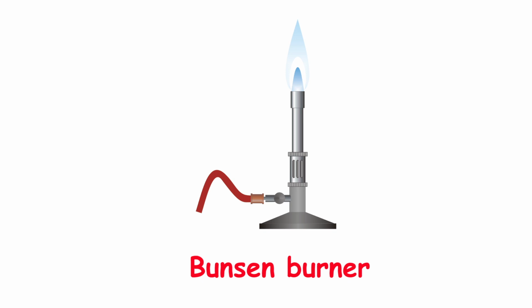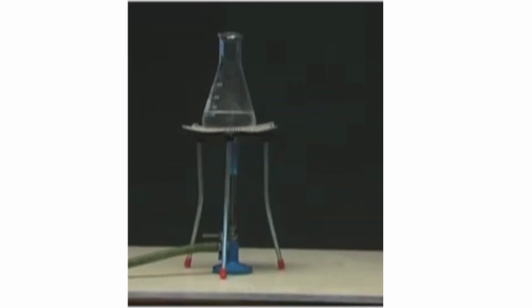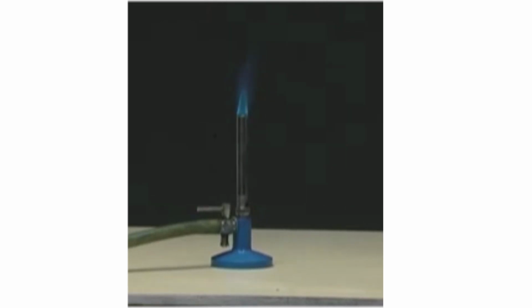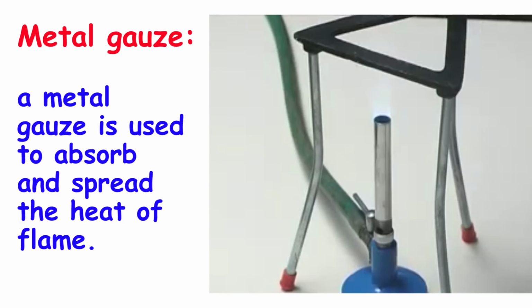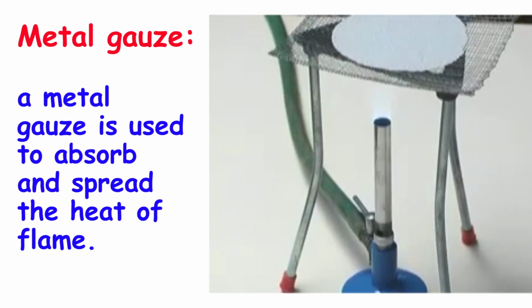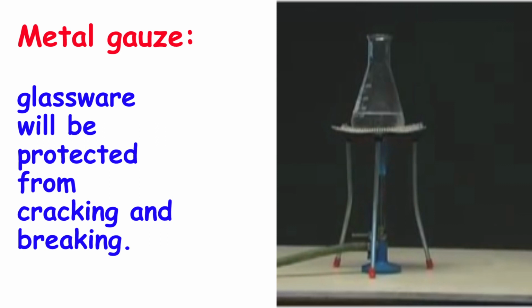Sometimes we need to heat the mixture, so we use a Bunsen burner. The Bunsen burner will produce flame. That's why we use a metal gauze to absorb and spread the heat of the flame. Accordingly, glassware will be protected from cracking and breaking.